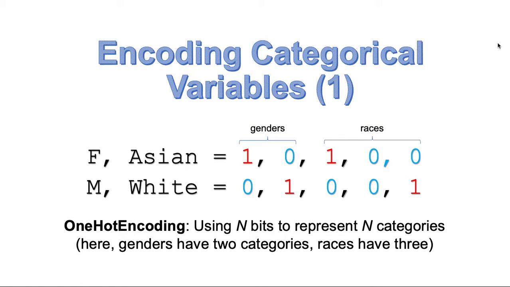Hello everyone and welcome. Today I would like to talk about encoding categorical variables. Here's a quick example of how one-hot encoding works.